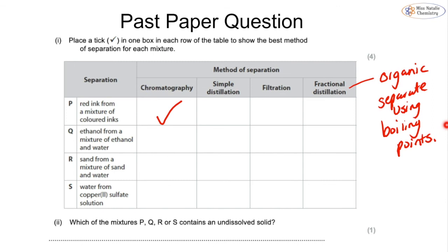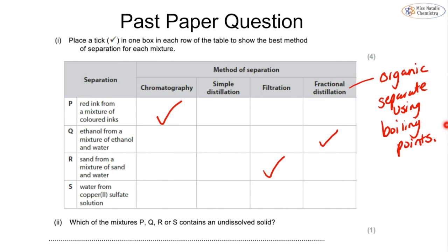So this is separating out 2 liquids. So we're going to separate them using their boiling points. So this is fractional distillation. Simple distillation tends to be if we have a solid and a liquid, whereas fractional distillation would be multiple liquids. So R, a mixture of sand and water, and we want the sand. So that would be filtration, because it would be caught into the filter paper.